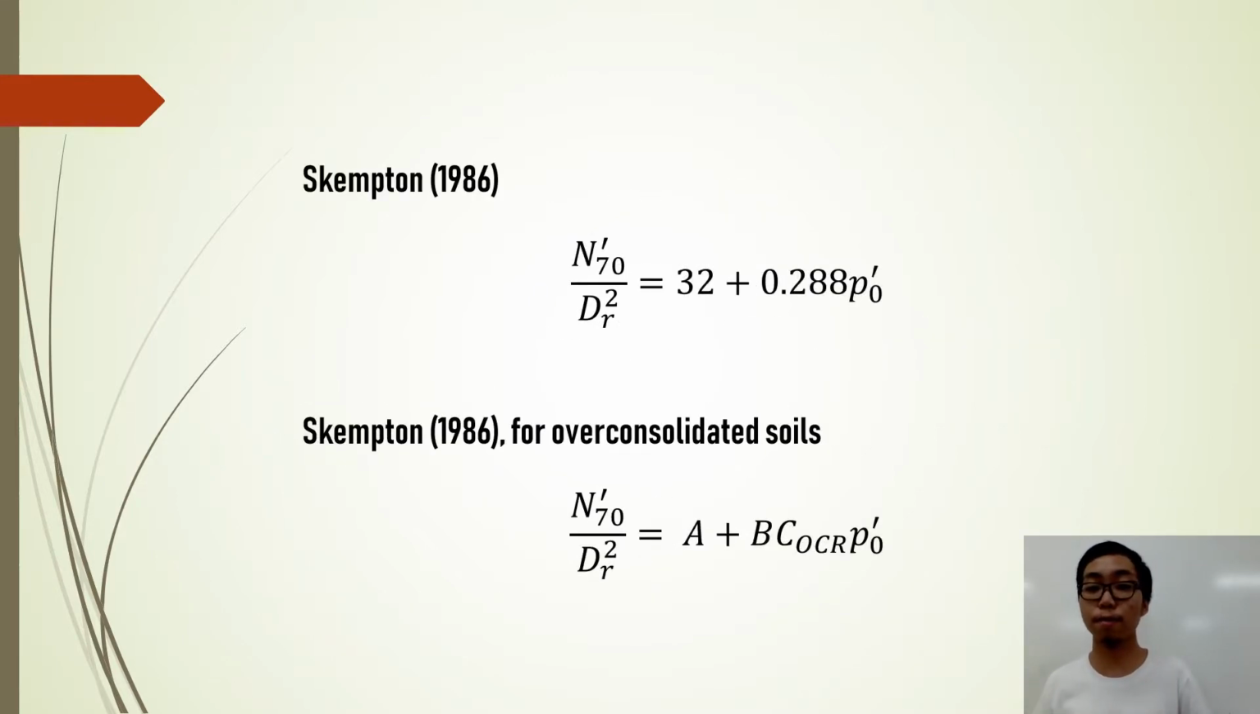Skempton also proposed another formula in 1986. It is N70 over Dr squared is equal to 32 plus 0.288 multiplied by the in situ overburden pressure. He also proposed another formula, but this time for over-consolidated soils. As shown here, it is N70 over Dr squared is equal to A plus B multiplied by the coefficient of over-consolidated soils multiplied by the in situ overburden stress.